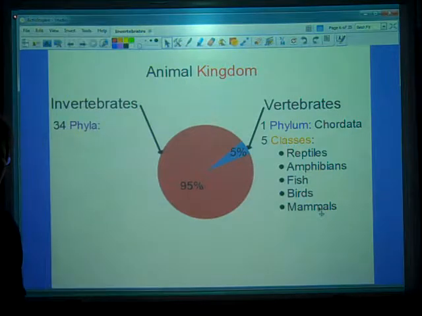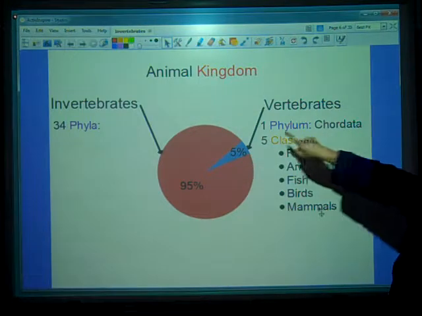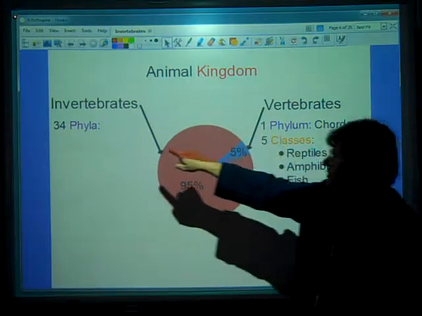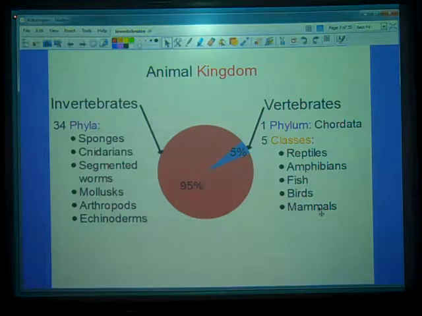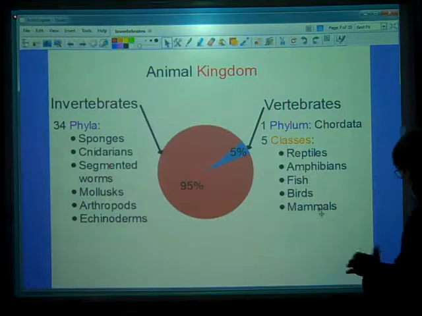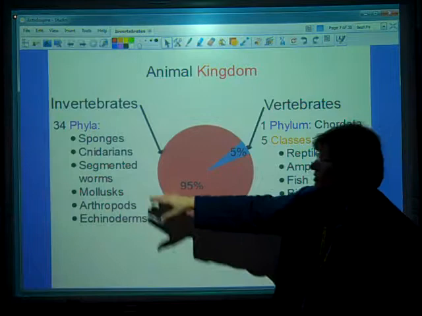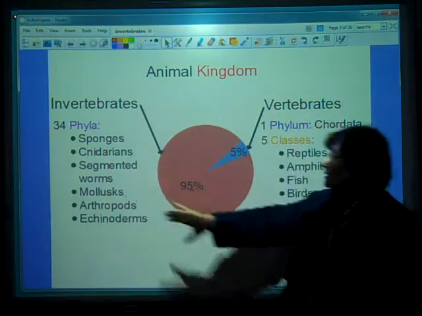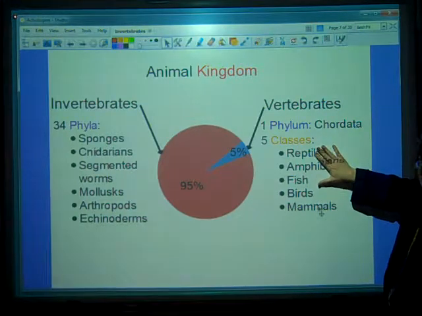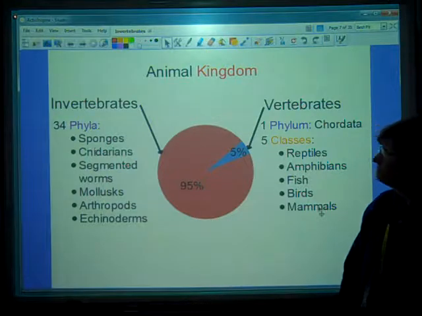The invertebrates have 34 phyla. Vertebrates have 1. Invertebrates have 34 different phyla. They include things like sponges, cnidarians, segmented worms, mollusks, arthropods, and echinoderms. There are more. These are just the ones that we have chosen to go over this year. So we have 6 invertebrate phyla that we'll talk about, and we have 5 classes of vertebrates that we will discuss.